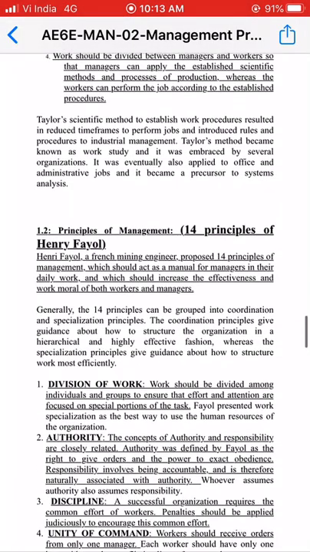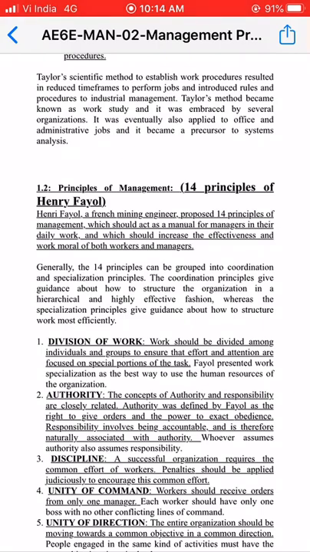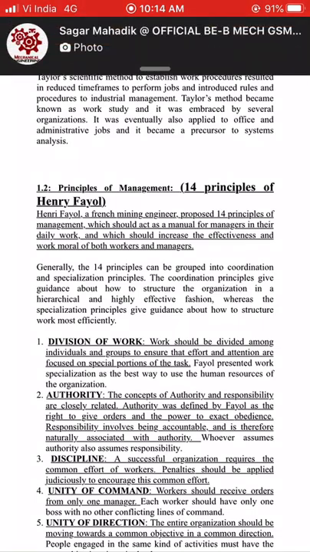The next topic is the principles of management. There are 14 principles of management which have been given by Henry Fayol. Henry Fayol was actually a mining engineer. He established his 14 principles and applied them in his organization to achieve the objectives or goals of the organization and to increase its productivity.